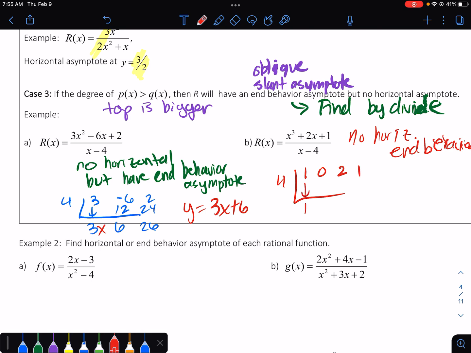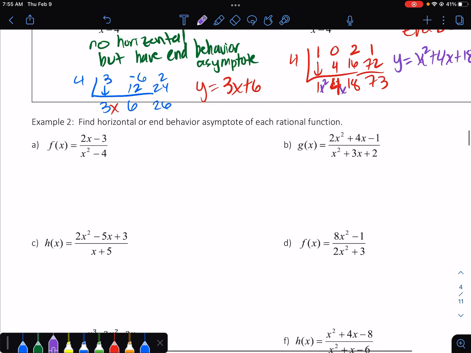Okay. So I bring down the 1, that gives me 4, that gives me 4, that gives me 16, that gives me 18, that gives me 40 and 32, 72. And then that gives us 73. So then this was an x cubed, so it knocks it down to an x squared. So x squared, x, and then our number. So then our end behavior asymptote is y equals x squared plus 4x plus 18.